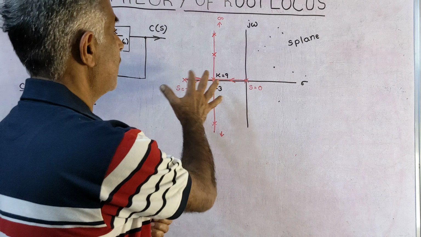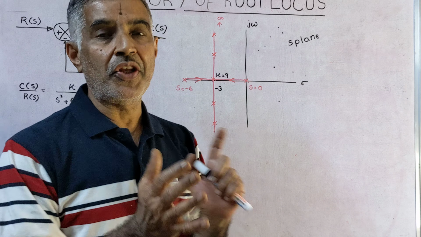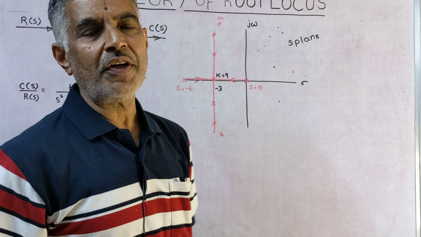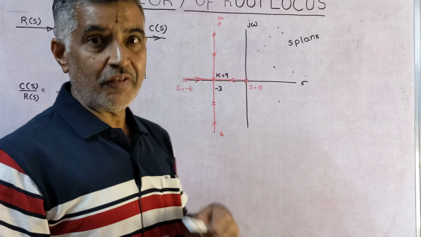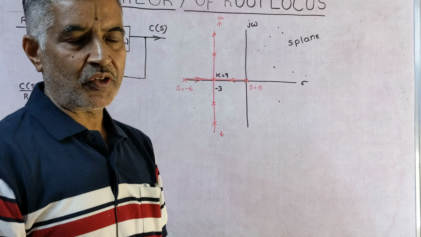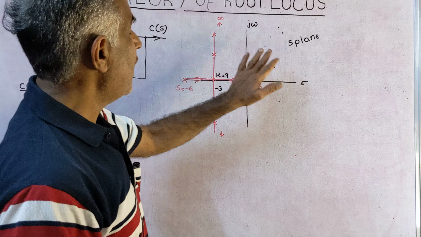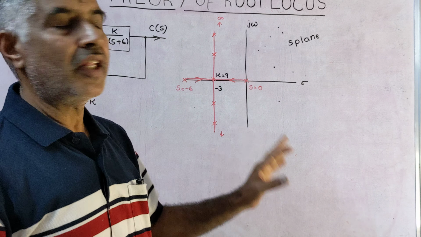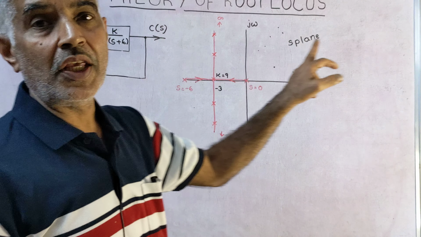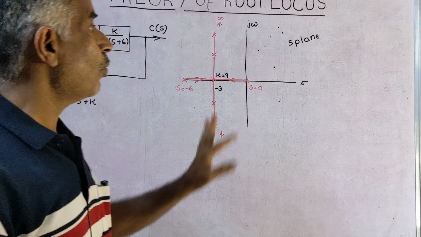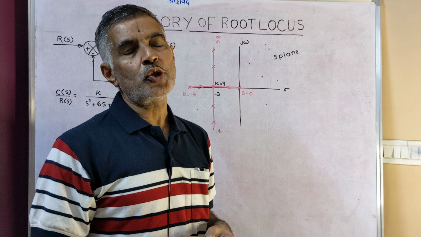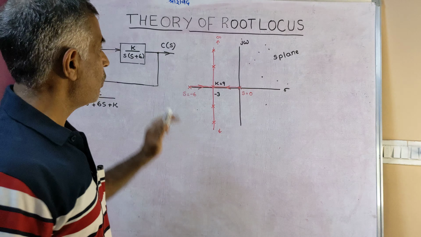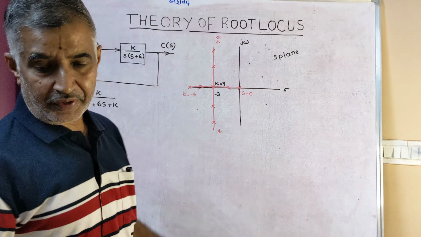So these points have satisfied some condition. That is why they are on the root locus. The rest of the points have not satisfied the condition which we are going to derive shortly. That is why they are not on the root locus. Understanding this is what is known as the theory of root locus. So for the points to be on the root locus, what are the conditions? That is the theory of root locus. Now today I will discuss this point.